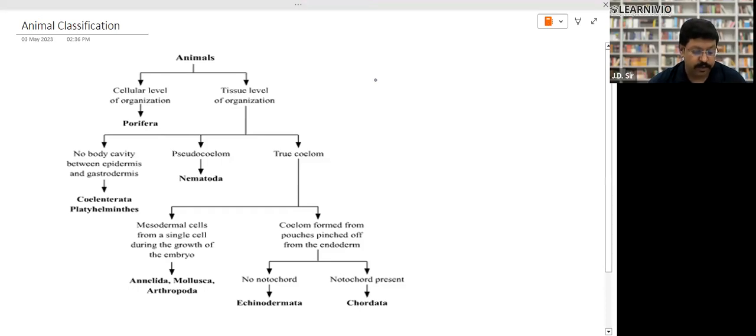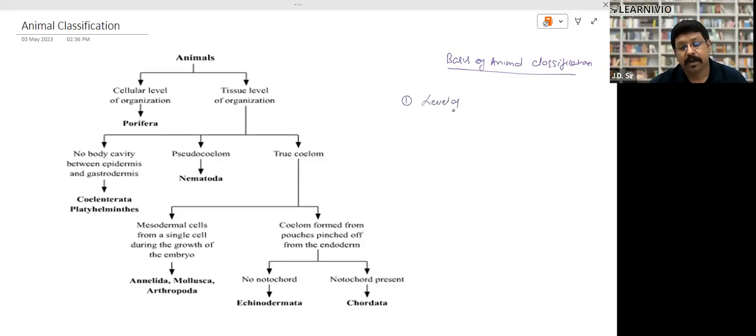In front of you, right? So the basis of classification, the basis of animal classification. There are further criteria on the basis of which animals have been classified. The first and foremost classification is on the basis of level of organization.